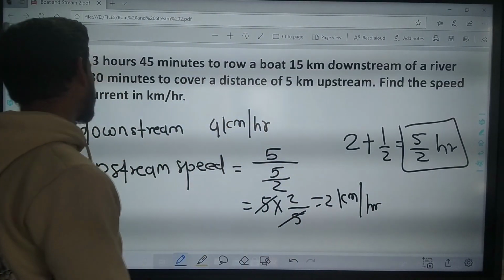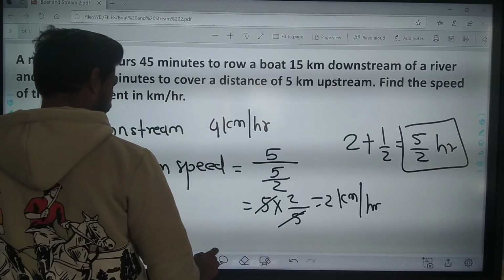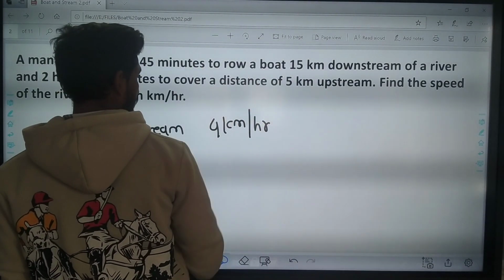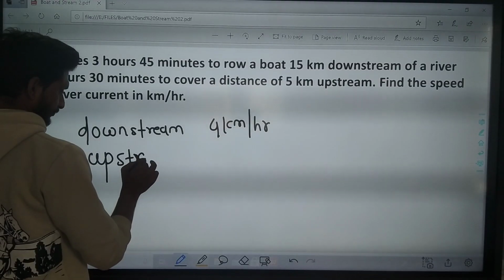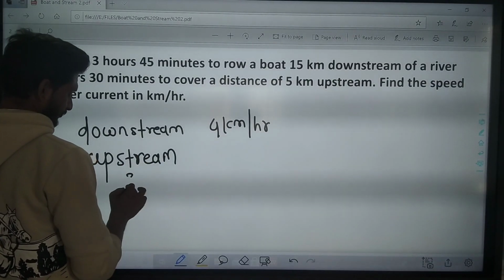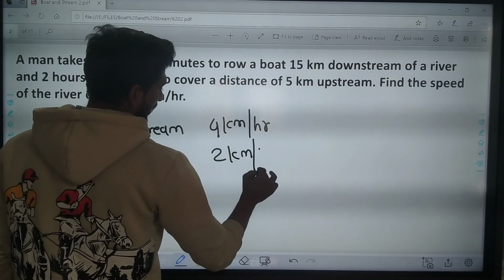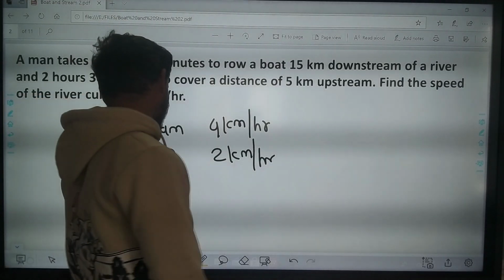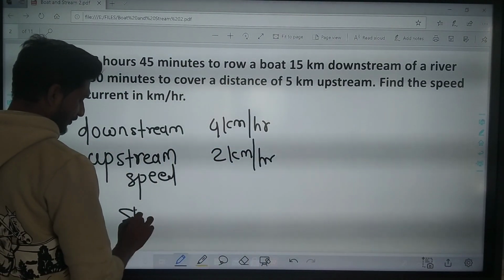Then the upstream speed is 2 km per hour. Now here we find the speed of the river, or speed of current. We know the formula for the speed of current, or speed of river.